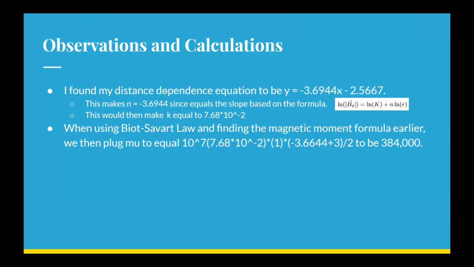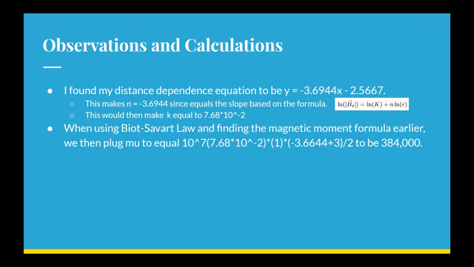Observations, calculations. I found my dependence equation to be y equals negative 3.6944x minus 2.5667. This makes the slope negative 3.69444, which ends up being n based on the formula here, which makes k equal to 7.68 times 10 to the negative 2. Using Biot-Savart's law and the magnetic moment formula from earlier, we then define mu by plugging into the equation, and find that our magnetic moment was 384,000.